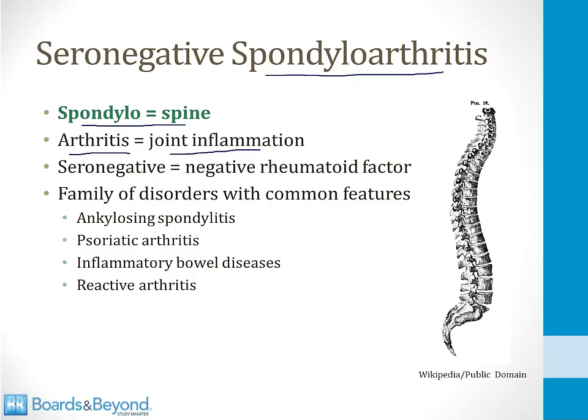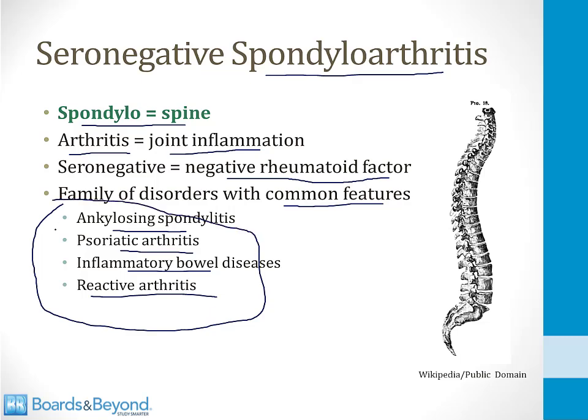And then the disorders we're going to talk about in this video are called seronegative spondyloarthritis, and they get the name seronegative because in these disorders there is a negative rheumatoid factor test. These conditions were originally thought to resemble rheumatoid arthritis, but they have a negative rheumatoid factor test, hence they were called seronegative spondyloarthritis conditions. And these are really a family of conditions, but they all share some common features, which we'll talk about in this video. And the conditions that are considered seronegative spondyloarthritis disorders are ankylosing spondylitis, psoriatic arthritis, inflammatory bowel disease, and reactive arthritis. And we'll talk about all of these in the next few slides of this video.